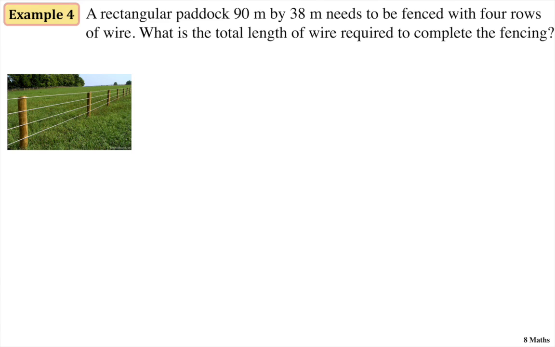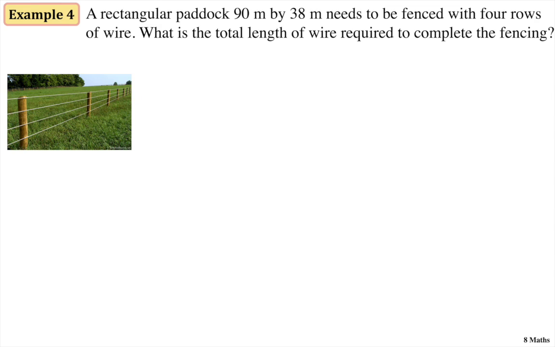Now, question number 4. A rectangular paddock 90 metres by 38 metres needs to be fenced with 4 rows of wire. A lot of people don't understand what that means, so I've put a picture I just grabbed off the internet here. This is a fence that has 4 strands of wire. And you'll see these in a lot of rural properties. So we have to do a fence around our property with 4 rows of wire.